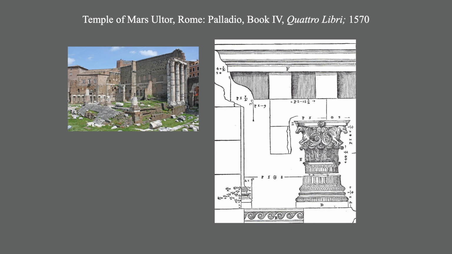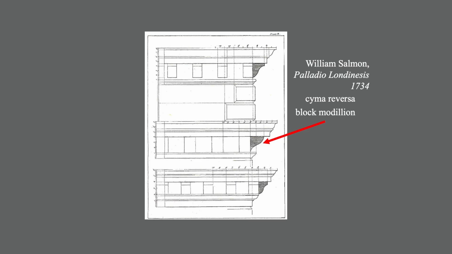Well, this leads us to the cyma reversa block modillion. A primary ancient source for this detail is a cornice on Rome's Temple of Mars Ultor, also published and popularized by Palladio. The cyma reversa block modillion starts off vertically and ends vertically. And this detail too found its way into works of the English pattern book writers, and again in William Salmon's Colonial Londinensis.